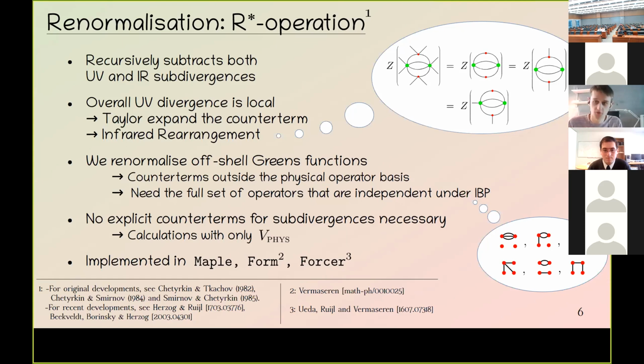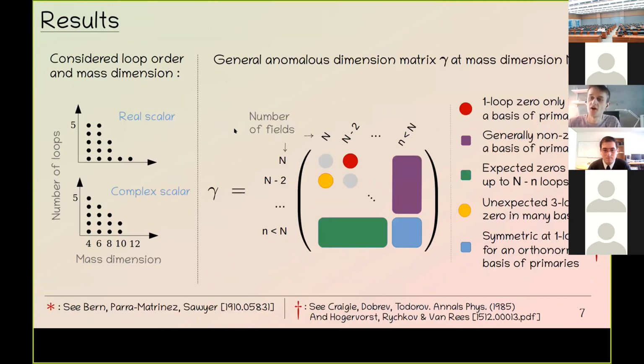So let's jump to the results that we have obtained using this method. First of all, how far did we go? At mass dimension 4, we have confirmed existing results up to 5-loop order, for the real and the complex scalar. At mass dimension 6, we went to 5 loops for the real scalar, and we went up to mass dimension 12 for the real scalar at 1 loop. For the complex scalar, we went up to mass dimension 10 at 2 loops.